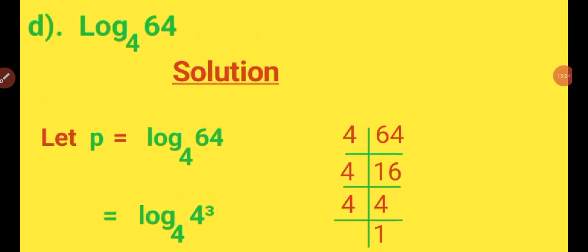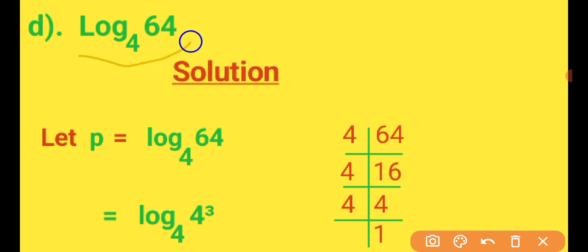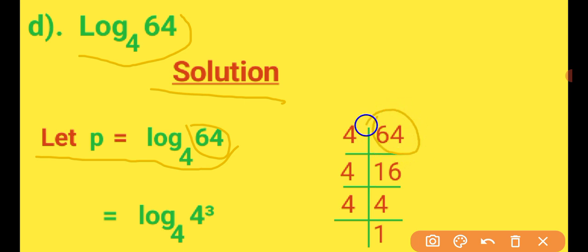In our part D, we know that we have log to base 4 of 64. So we go to solution, then we represent it by letter, saying let P be equal to log to base 4 of 64. So this 64, we have to factorize here by ladder method, dividing each step by the base of logarithm. Since the base of logarithm is 4, each step we are going to divide by 4. So 64 divided by 4, we get 16. 16 divided by 4, we get 4. Then 4 divided by 4, we get 1.